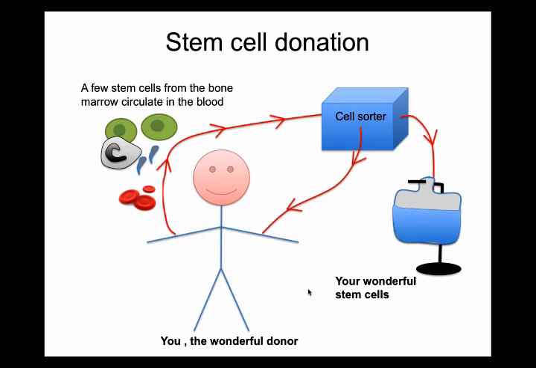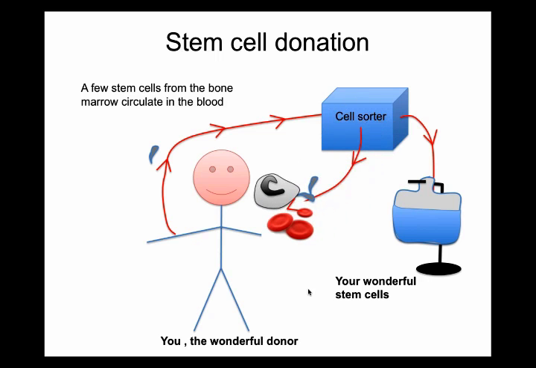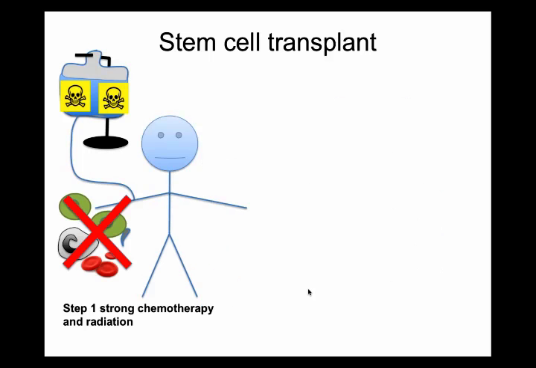The process of donating the stem cells is relatively simple. In circulation, there are also some stem cells that have escaped from the bone marrow. By taking blood from the donor and passing it through a cell sorter, the cells are returned to the donor, except for some of the stem cells. These stem cells can then be used for the transplant.